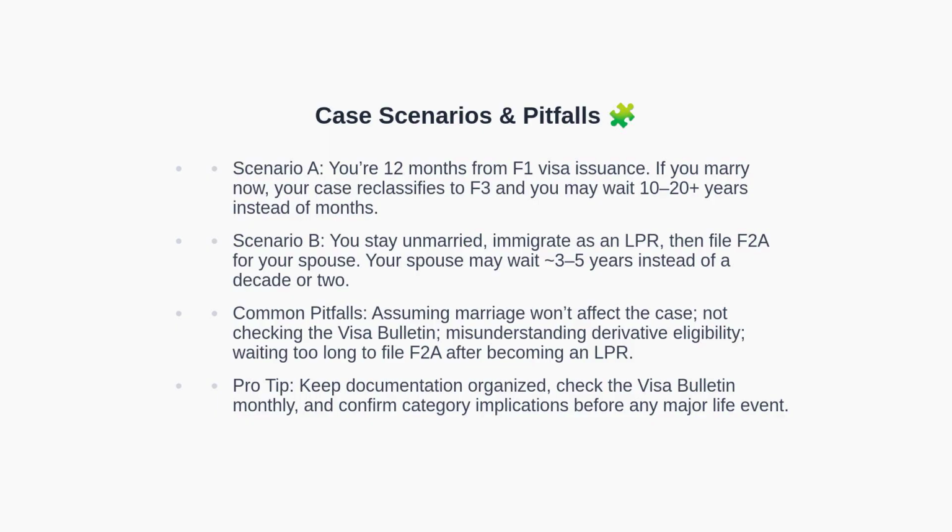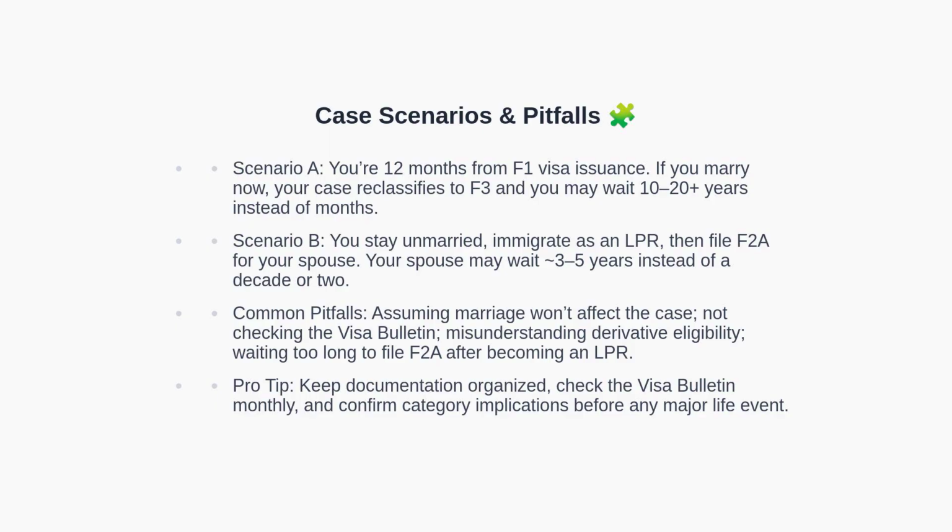Let's consider sample scenarios and pitfalls. In scenario A, you expect your F1 case to become current in about a year. If you marry now, your case converts to F3, and the wait may grow by an additional 10 to 20 or more years. In scenario B, you remain unmarried, enter the United States as an LPR, and then file F2A for your spouse, with a more manageable 3 to 5 year wait typical in recent trends.